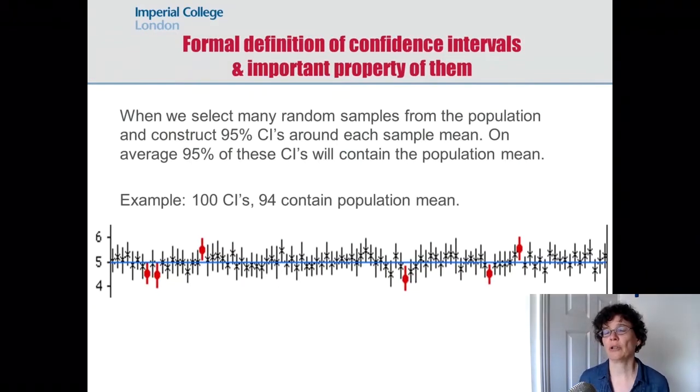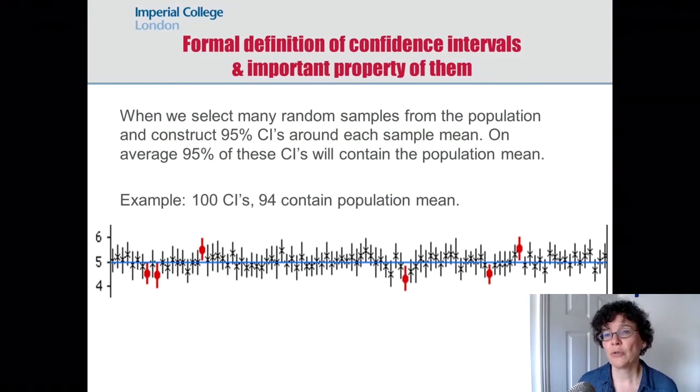The formal definition of a confidence interval is something really quite different, and it goes like this. When we select many random samples from the population and construct 95% confidence intervals around each sample mean, then, on average, 95% of these are going to contain the population mean.